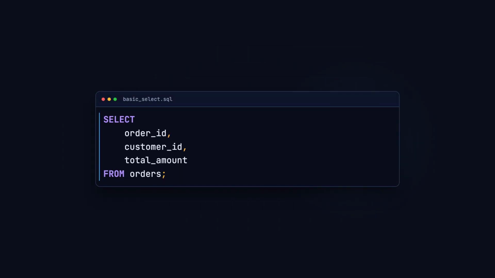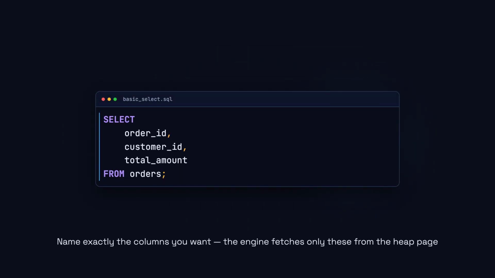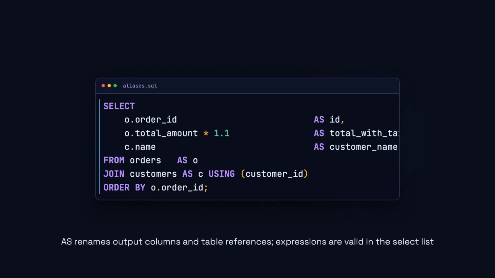Here we project 3 specific columns from the orders table. Postgres reads the heap pages for that relation and returns only those fields to the client, nothing more. AS works in 2 places: on a column or expression to rename the output, and on a table reference, so you can use a short qualifier elsewhere in the query. Expressions like multiplying by 1.1 are fully valid in the select list.